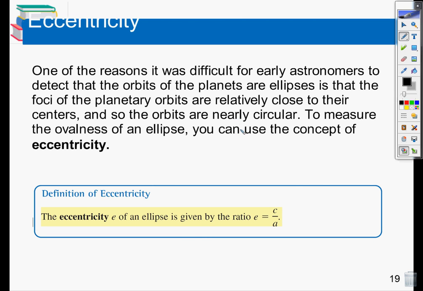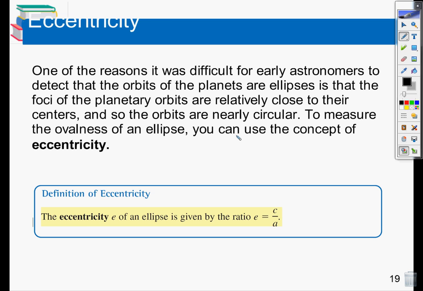The last thing that I want to talk about, and it's going to be very, very brief, is the idea of eccentricity. And eccentricity, in its simplest form, is basically how much of an ellipse is this ellipse? How elliptical is this ellipse? One of the reasons that it was so difficult for early astronomers to discover that some of the orbits in space are elliptical is because they're not that elliptical. They seem quite circular. So there's this word for it, which is eccentricity, which describes just how elliptical an orbit is.